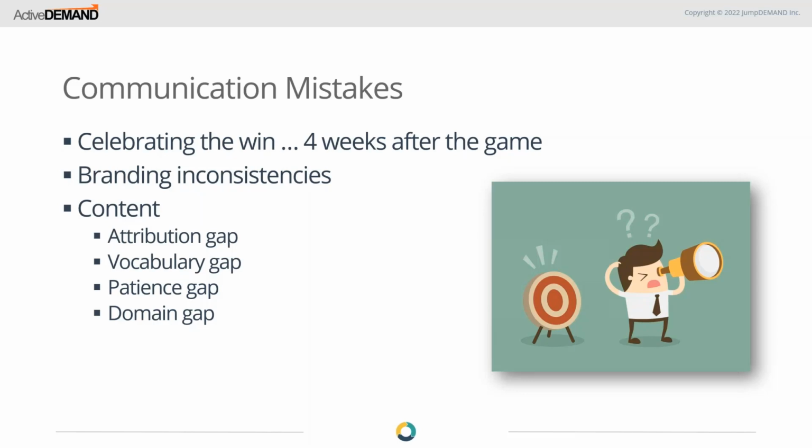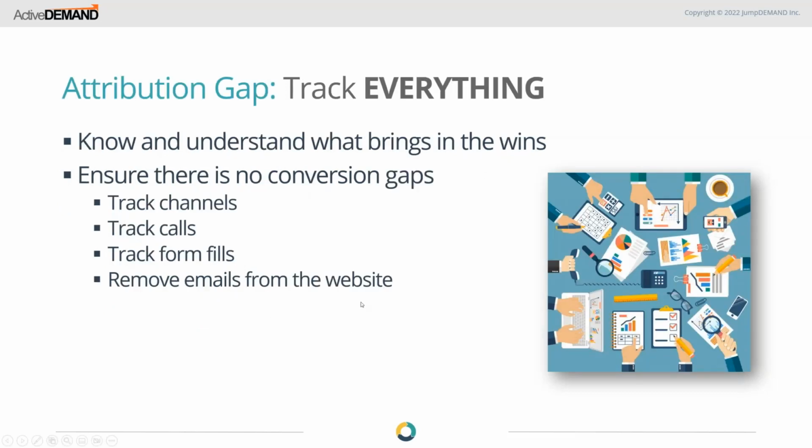So back to these 4 gaps, which is attribution gap, vocabulary gap, patience gap, domain gap. I'll talk about each of these. Just to tell you where we're going, as far as communication, we're going to be talking about the new funnel capabilities and how we're able to use this to communicate, assess, collaborate, etc. So attribution gap, I think that I've sort of hinted at this.